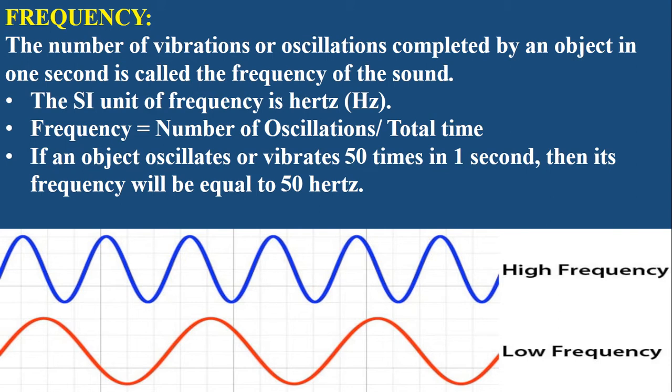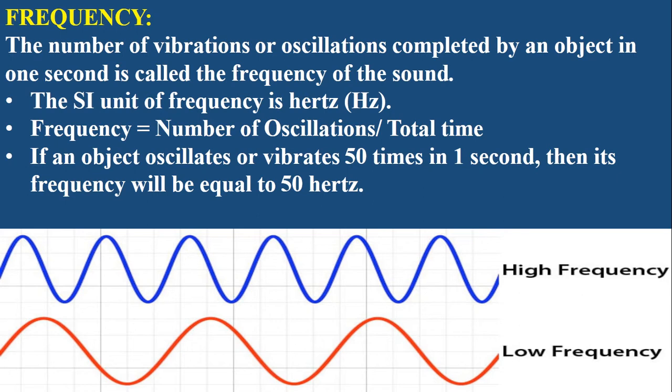Next characteristic is frequency. The number of vibrations or oscillations completed by an object in 1 second is called the frequency of the sound. As in the picture students, you can see that two figures are given there. One is indicated by the blue line and the other one is indicated by the red line. So the blue line indicates the high frequency figure and the red line indicates the low frequency figure.